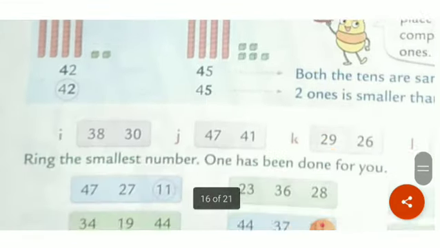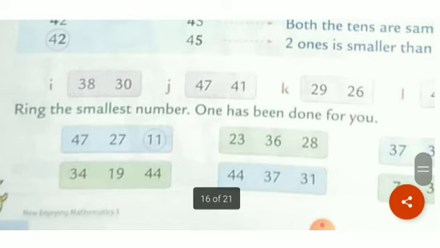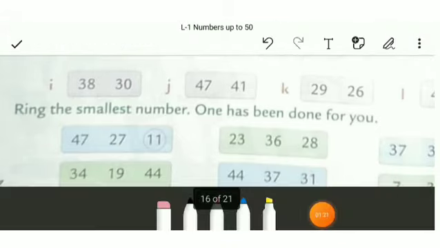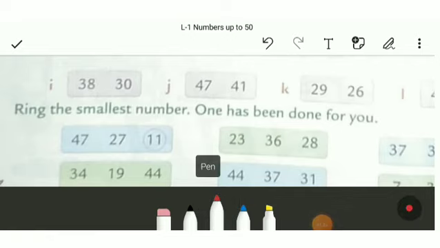See here some more examples are given. In the next question, 3 numbers are given. So out of these 3 numbers, you have to identify the smallest one. Smallest one. So see, in example 23, 36, 28. Which is the smaller one? Which is the smallest one? Yes. Smallest one is 23. Right. So you have to ring this number. This way, complete the remaining one.